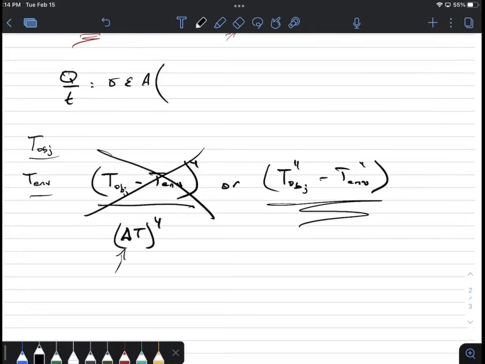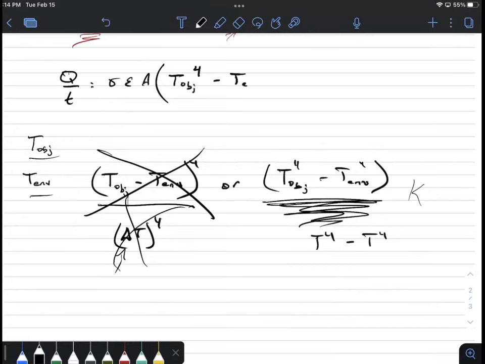Now I could use Celsius again. But that's not how we do it. You can't do it that way. Instead, it's T to the fourth minus T to the fourth, not delta T raised to the fourth power. So again, even though it looks kind of like a difference in temperatures, we still need Kelvin. You can't use Celsius here. But that's the way it is. You now know that's the rule, so follow the rule. The equation is temperature of the object to the fourth power minus temperature of the environment to the fourth power.